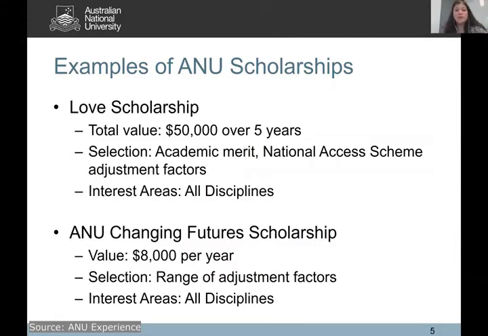And finally, we've got the ANU Changing Futures. So this is $8,000 a year and a range of adjustment factors. We've got quite a number of scholarships available through ASA. This is just a small number of them. We do have others that are more related to perhaps gender and underrepresented areas, or academic merit within a college or a program. So please look at the ANU Scholarships website for more information.